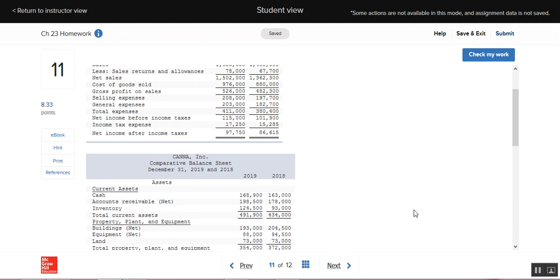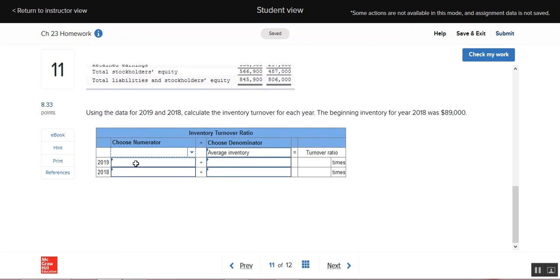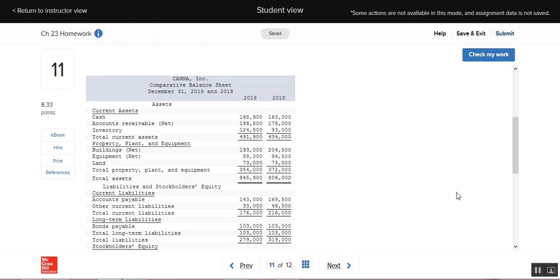And I wanted to look at this one and also number 12. We're not going to look at it, but for that one you have to calculate the average of something. I can't remember off the top of my head what it is, but when you have to calculate the average of something, you need a beginning balance at the beginning of the year and the balance at the end of the year, and you're just going to divide that by 2. So our average inventory for, let's see, we're at 2019.